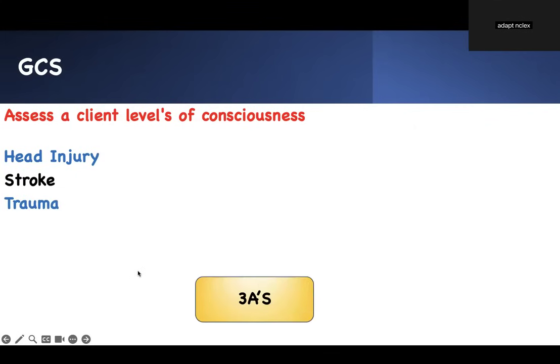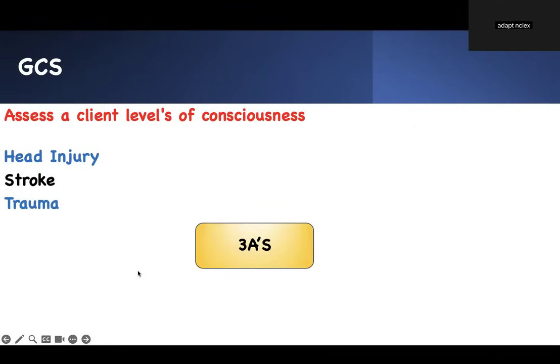First, the information you need to know is what GCS is. It's used to assess a client's level of consciousness. What does that mean? It means any patient with a head injury, a stroke, or trauma has their level of consciousness affected. And therefore, in order to know their level of consciousness, use the 3 A's.